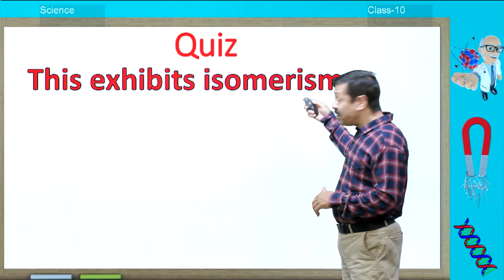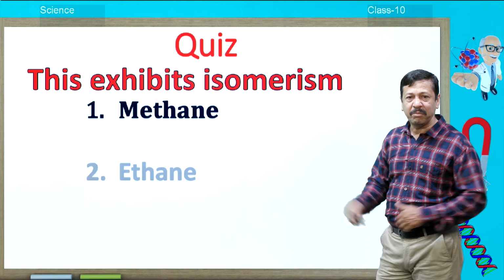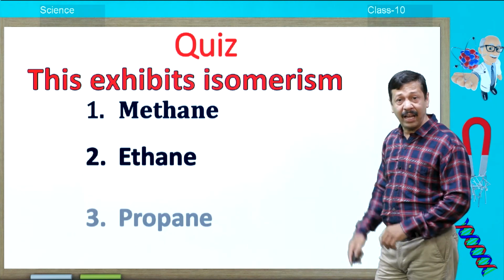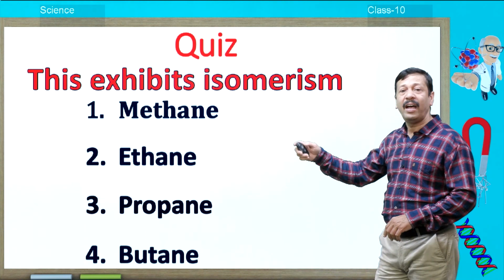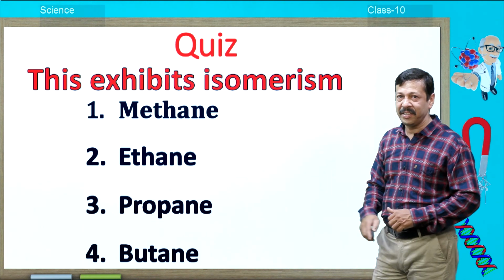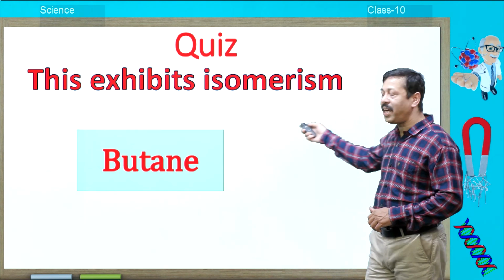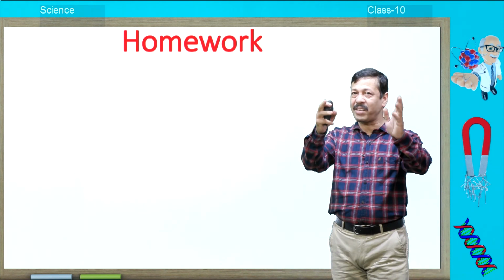Now, which of these exhibits isomerism? Methane, ethane, propane and the last one, butane. What is your answer? Let us check the answer. That is butane. Now this is the homework time.